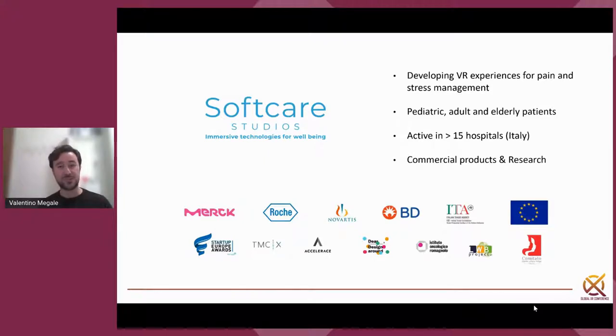We started our reality in 2017 in Rome, and we collaborated with Merck, Roche, Novartis, BD right now. But we are also focused on research, and we are collaborating with realities such as the Politecnico in Milan or the National Council of Research, always in Milan, with whom we are developing innovative methods to collect data using virtual reality headsets that have a relevance and that have a meaning in healthcare and well-being. I will have the opportunity to tell you more about this later during my slides.